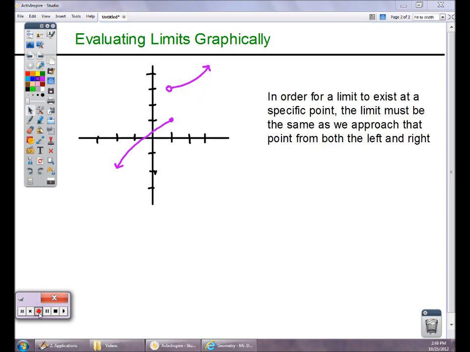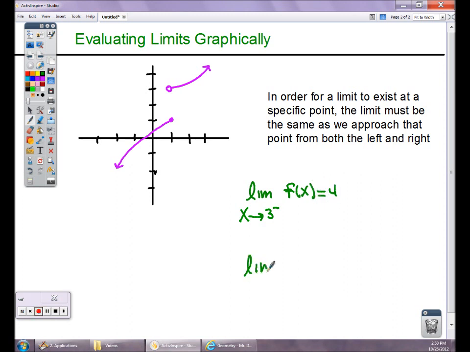Now, in order for a limit to exist at a specific point, the limit must be the same as we approach that point from the left and right. So from the left, the limit as x approaches 3, notice the notation here, 3 from the left-hand side, the negative denoting that we're coming from the left, meaning I'm at an x value of 1, an x value of 2, 2.5, 2.9, and when I get to 3 from the left, the limit of f of x equals 4.